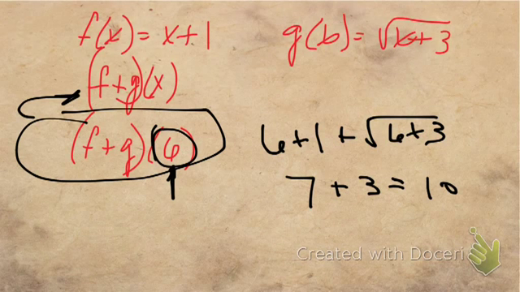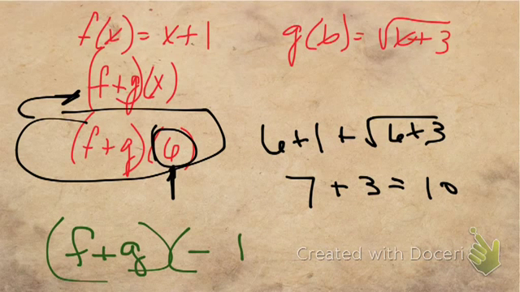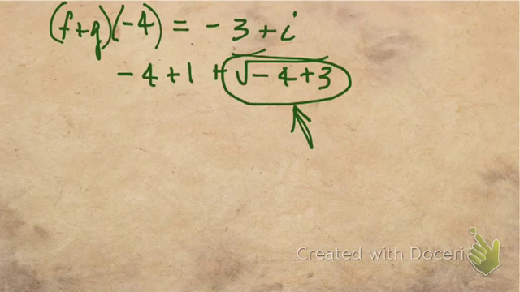Okay, so let me give one to you to do all by your lonesome. f plus g, and we'll do it with negative 4. Because the square root of negative 4 plus 3 makes a negative 1 under the radical, which means it's not a possible answer. So we throw that out.